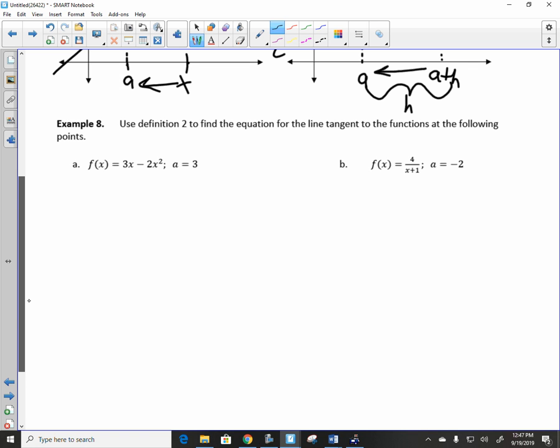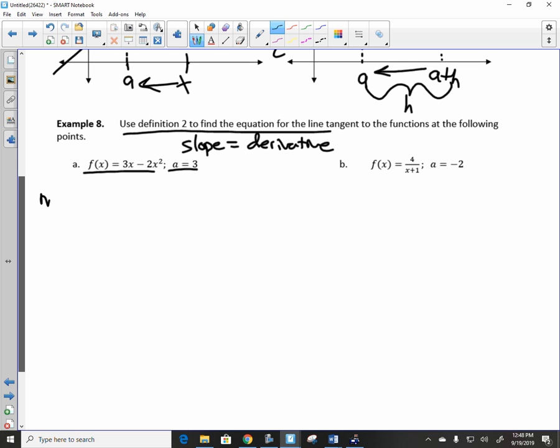Let us now use that definition. I prepped you for this last year. I think you should do just fine with it. The question is, we have a function, 3x minus 2x squared, and you want to be able to find the derivative at 3, or the slope at 3. Slope equals derivative. Use the definition to find the equation for the line tangent.